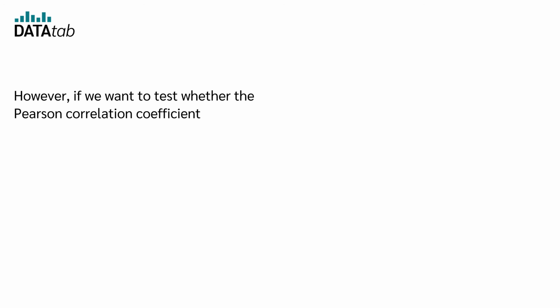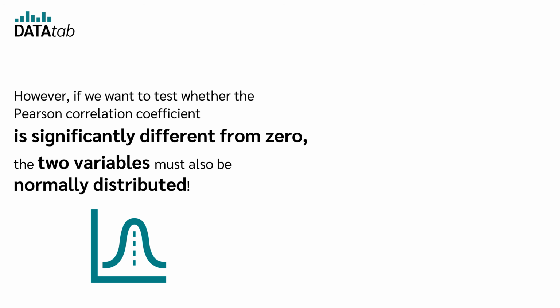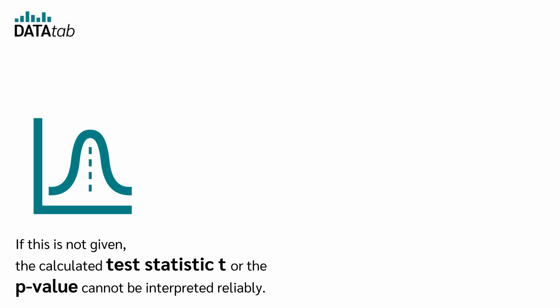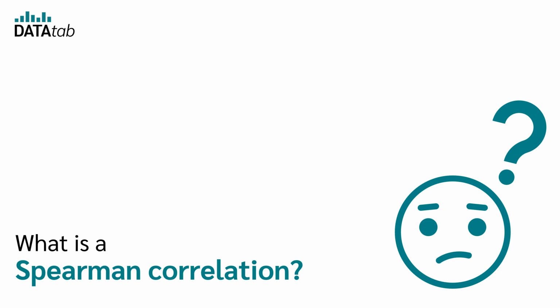However, if we want to test whether the Pearson correlation coefficient is significantly different from zero, the two variables must always be normally distributed. If this is not given, the calculated test statistic t or the p-value cannot be interpreted reliably. Let's continue with the Spearman correlation.